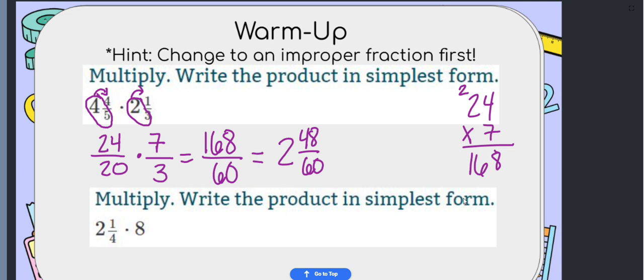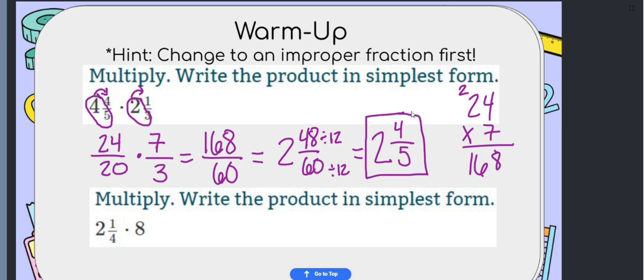So if you take a while to find the greatest common factor of 48 and 60, you figure out that it is 12. So I'm going to divide 48 by 12 and 60 by 12, and that will give me 2, and 48 divided by 12 is 4, and 60 divided by 12 is 5, so I get 2 4/5. Now, if you did not divide by the greatest common factor, and let's say you divided by 2, you would still get there eventually. It's just going to take you longer.